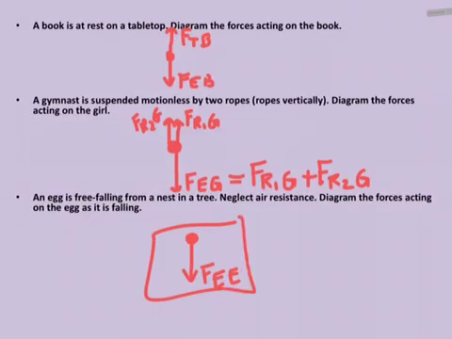It doesn't matter if you launch something straight up, you drop it straight down, you toss it horizontally, you toss it up at an angle, or you toss it down at an angle. It's always going to have the exact same force diagram. All free fall objects do.